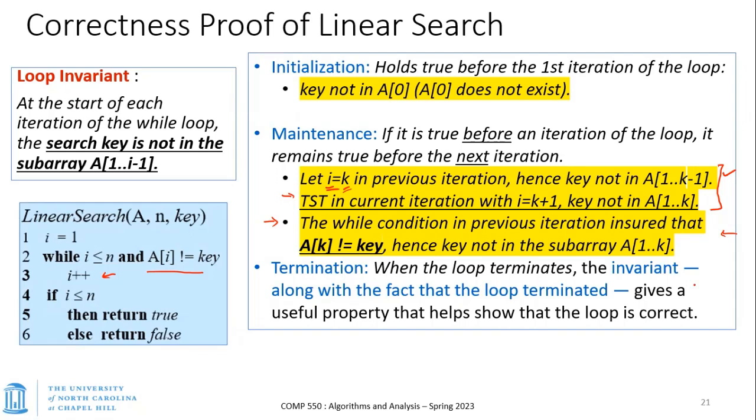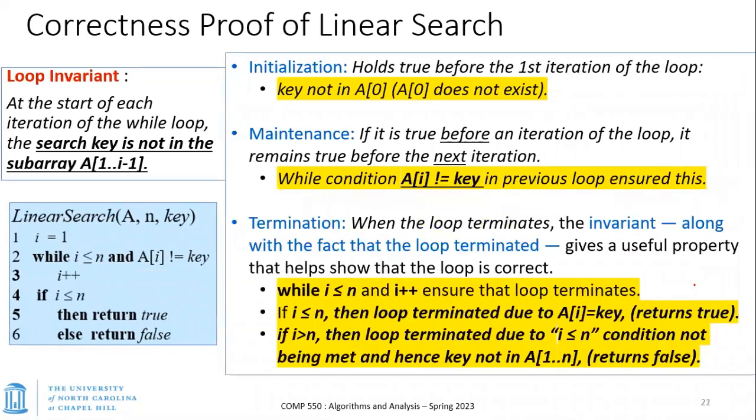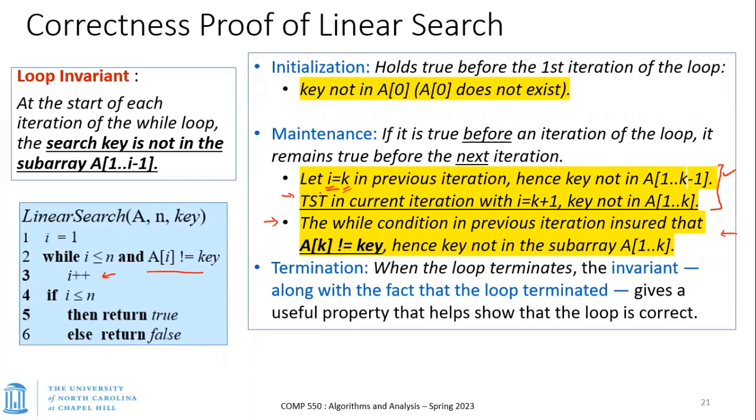Now, let's take a look at the termination. The termination says that we need to first of all show that the loop terminates, and then it gives some useful property. Any thoughts on that? Can somebody spell out the termination? How can you show that the loop will in fact terminate? How can you prove that? It seems to be obvious, but just say it out. Yeah.